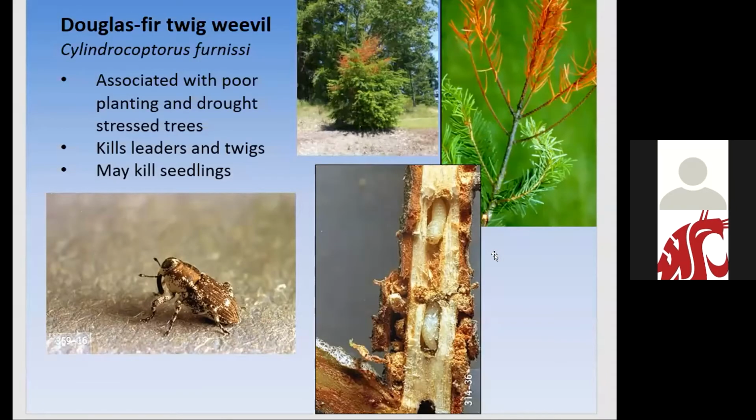Similarly, there are weevils that attack young stressed Douglas fir trees. This Douglas fir twig weevil is a common weevil associated with Douglas fir that have been poorly planted or that are growing on droughty sites. So this adult here lays an egg in the crotch of these small branches. The eggs hatch and the larvae mine out the tissue, frequently killing leaders and twigs and sometimes even smaller seedlings.